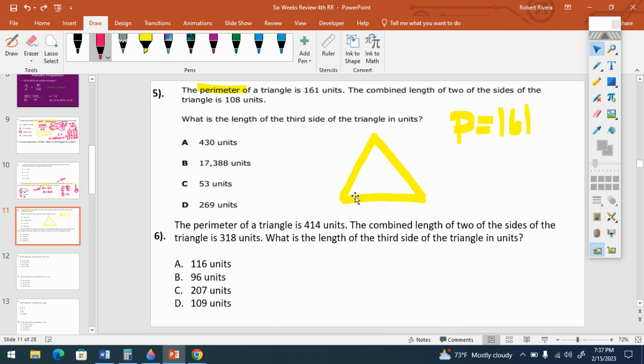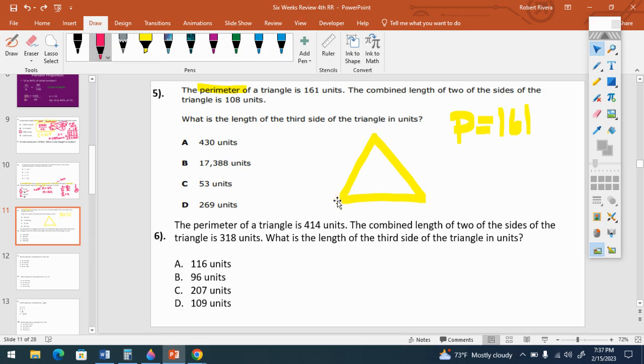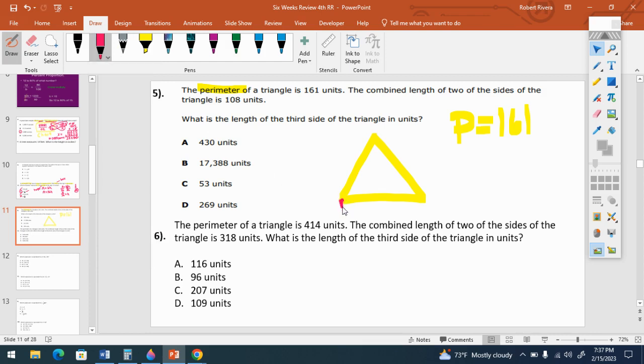So if I would measure from this point to this point, and then measure from this point to this point with my ruler, and then measure from this point to this point, that should be 161 because perimeter is the distance going all around. That's what perimeter is. Okay.